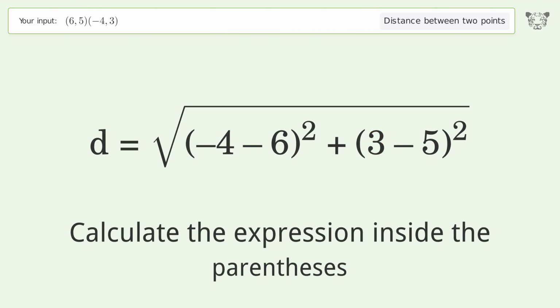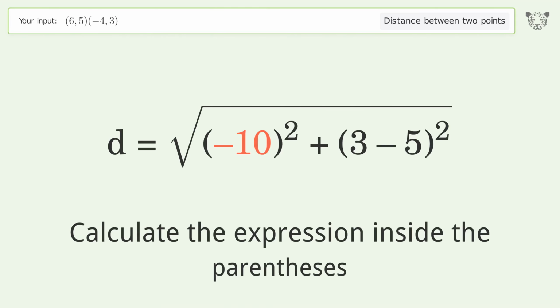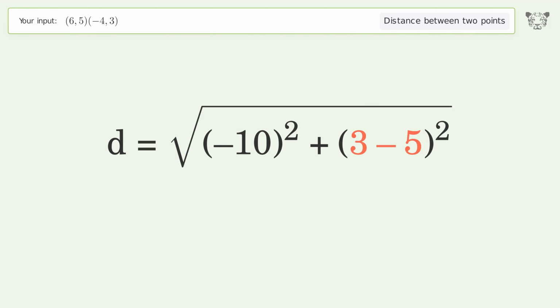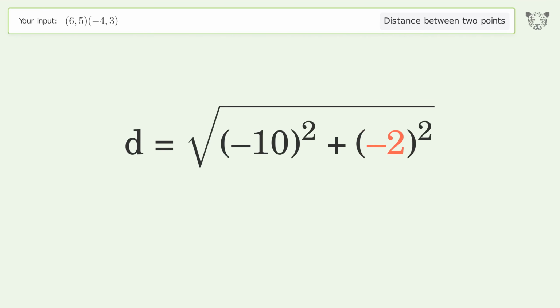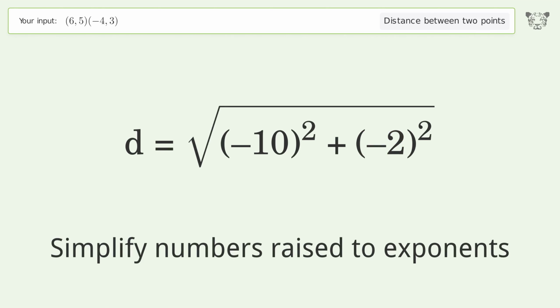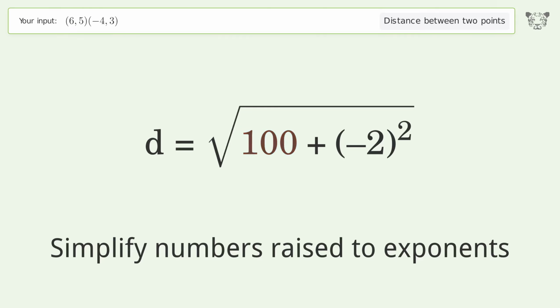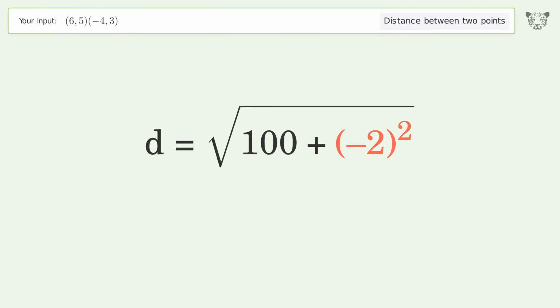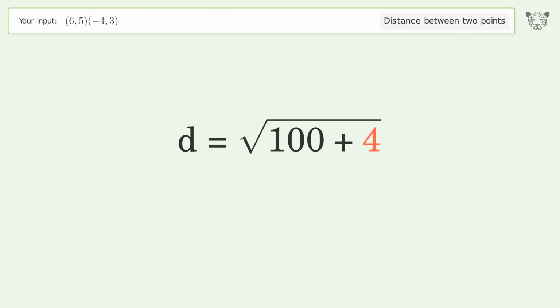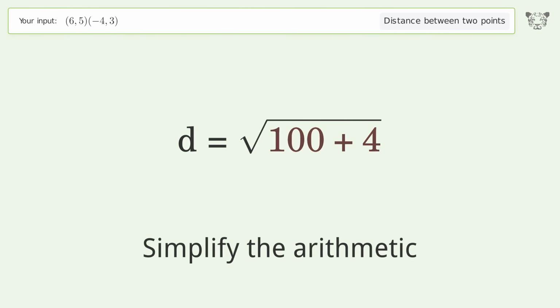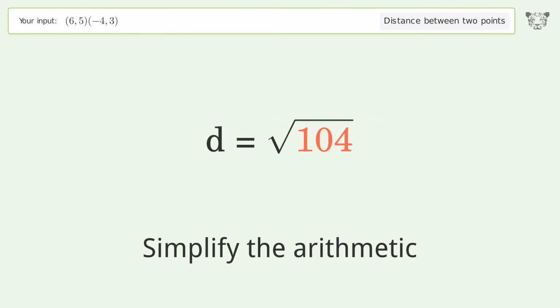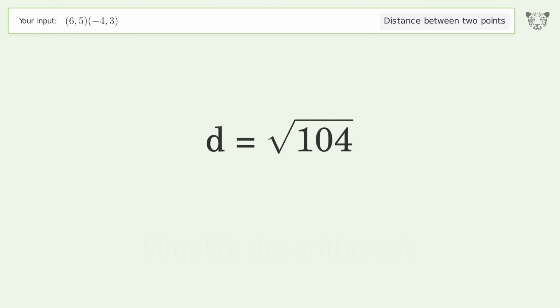Calculate the expression inside the parentheses. Simplify numbers raised to exponents. Simplify the arithmetic. And so the distance between the 2 points is the square root of 104, or 10.198.